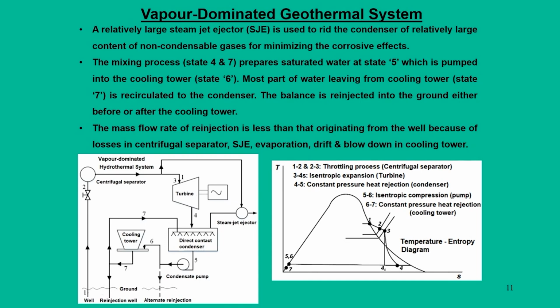The other more important thing is that the mass flow rate of reinjection is of course less than the originating well, because there are losses in the centrifugal system, steam jet ejector, evaporation, drift and blow down. So, the mass of water that is available in the form of brine gets reduced when it is reinjected. Of course, that is quite obvious.